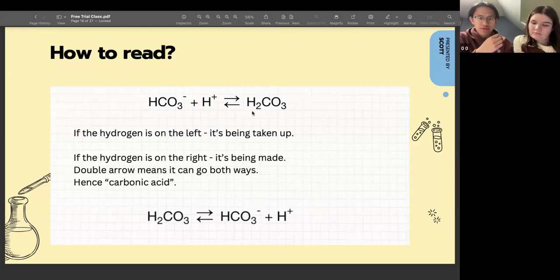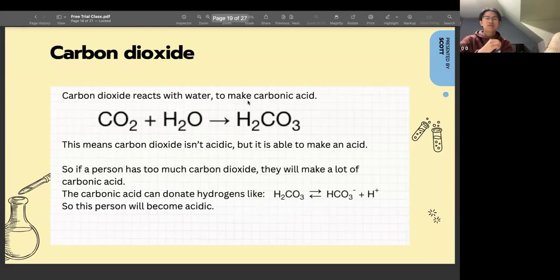And the double arrow, by the way, just means that this reaction can go both ways. So you can have bicarbonate turn into carbonic acid, and carbonic acid can also turn into bicarbonate. So back to Stephanie, sort of. When you have carbon dioxide in your body, it will react with water to make carbonic acid. This means that carbon dioxide inherently is not acidic, but it's able to combine with water to make an acid.